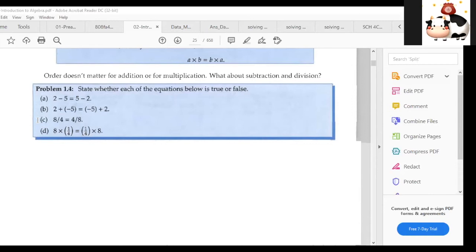Now let's look at C. The first part of C means 8 divided by 4, right? So I'm rewriting this in 2 separate ways, like this and like this. They mean the same thing. So what's the answer to 8 divided by 4? Very good, Michael. Very good, Aaron. Yeah, the answer is 2. Excellent. Now I'm going to rewrite this one. I'm going to write it like this: 4 divided by 8. What's the answer to that?